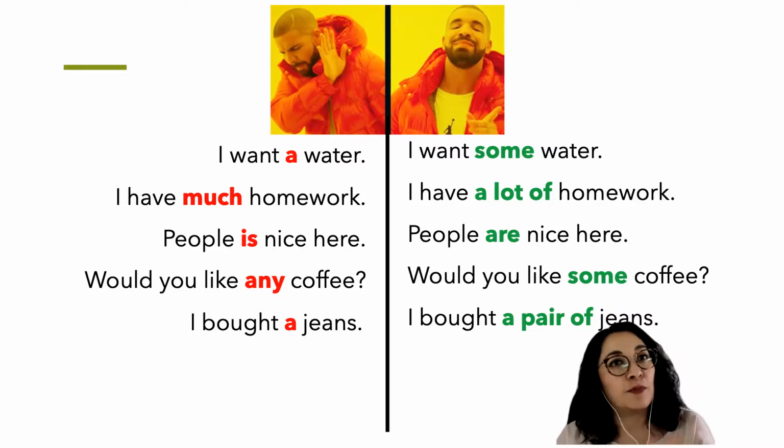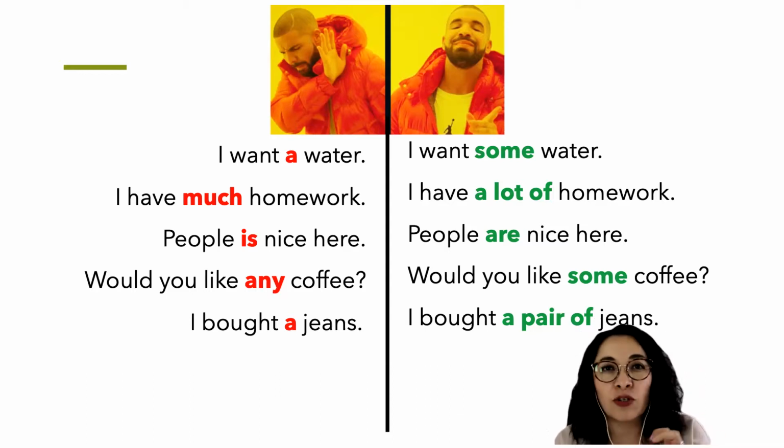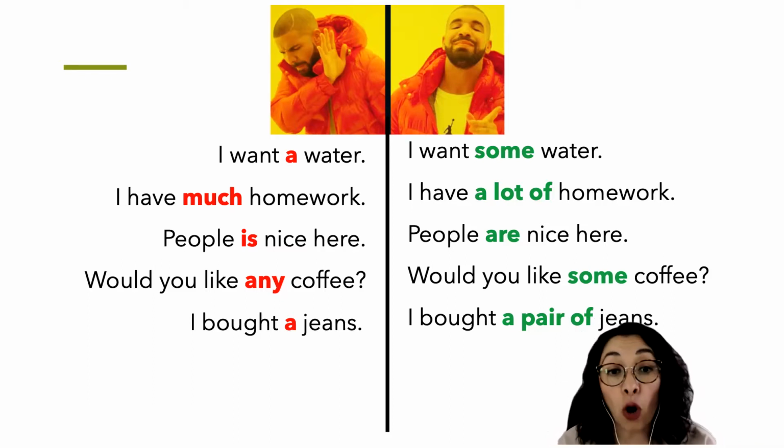Jeans is a special noun that we could consider in this group of countable and uncountable nouns. It would be uncountable, but it always appears in plural.